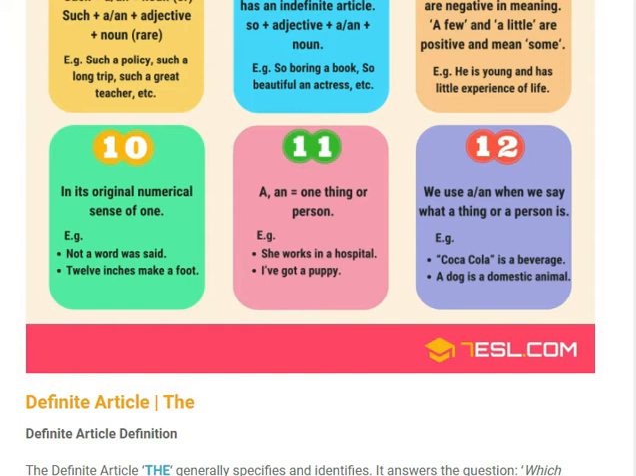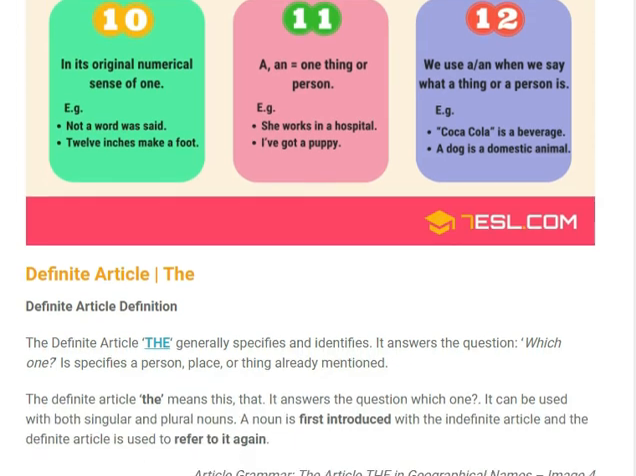A or an can also equal one thing or person. Example: she works in a hospital. I've got a puppy. We use a or an when we say what a thing or a person is. Coca-Cola is a beverage. A dog is a domestic animal.